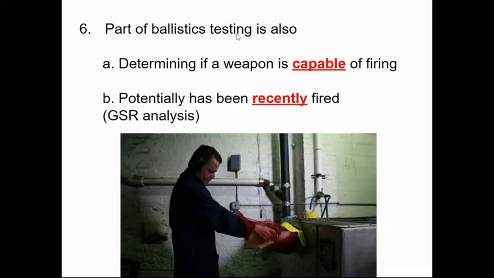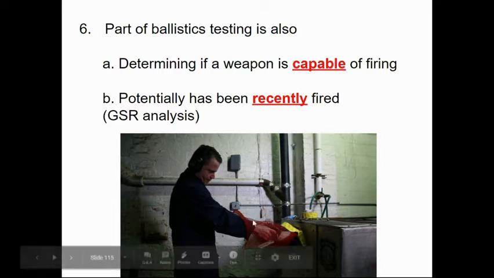Part of ballistics is also testing. We want to determine, is the weapon even capable of firing? Or was it potentially recently fired? So we might look at GSR, gunshot residue, to know if it was fired recently. Gunshot residue is going to be the burned and unburned materials that are ejected from the gun, and not only from the barrel, but other openings of the gun. And this is normally going to get on the person's clothing, on their hands, on their skin, as well as be carried out into the surrounding environment.